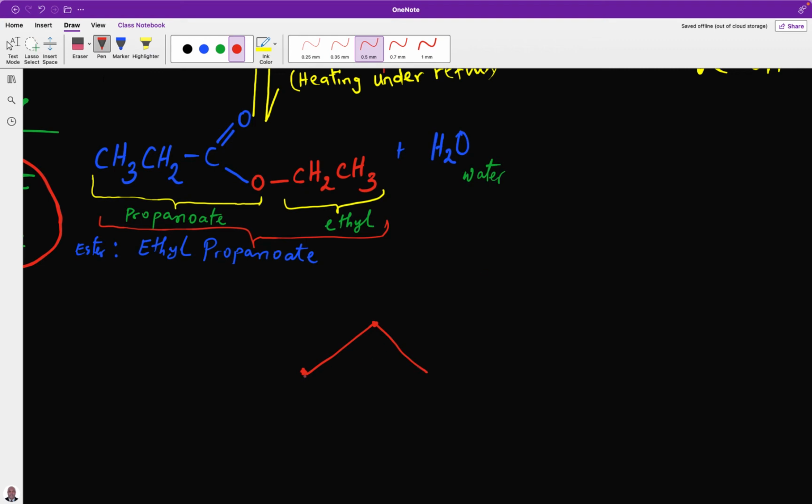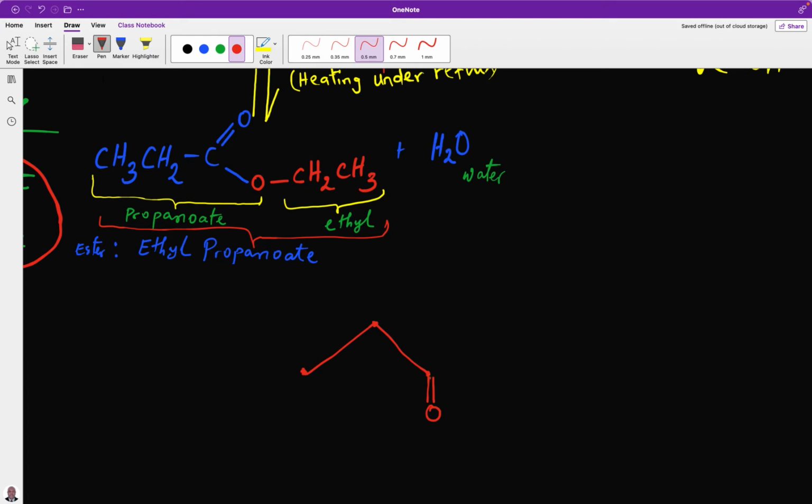The first carbon is here. The second carbon is here. The third carbon is here. Remember, on the third carbon there is a double bond oxygen. In that case, we need to put the double bond here, oxygen. Then again, we are continuing from here. This is the first carbon, this is the second carbon, and this is the third carbon. We are continuing from the third carbon.